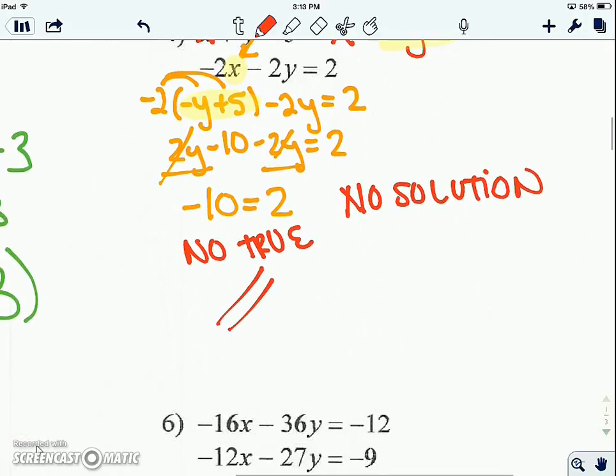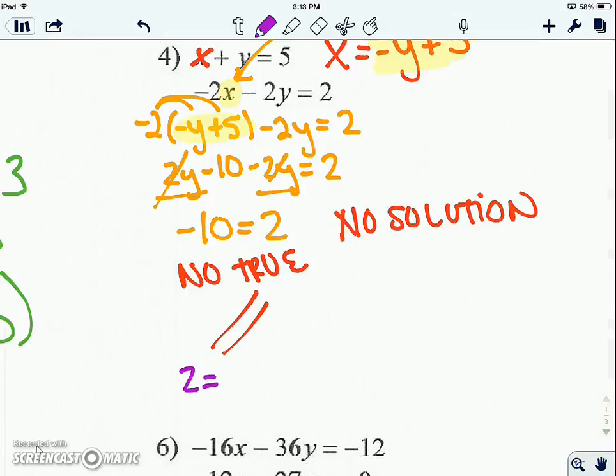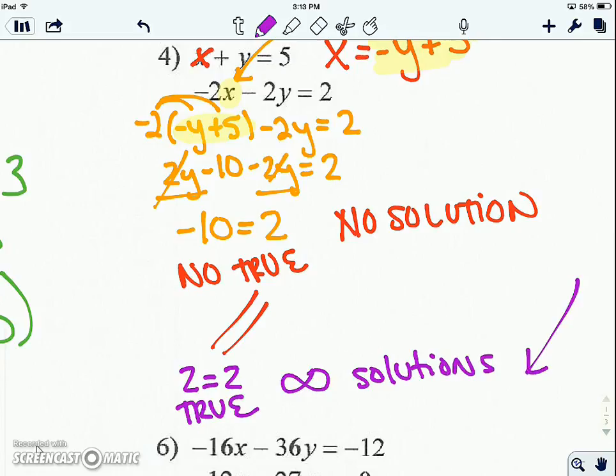If by some chance you had gotten something that's true, like 2 equals 2, but all the variables disappeared, that would be infinite solutions. Okay, again, where it's the same line, and so they cross at every single point.